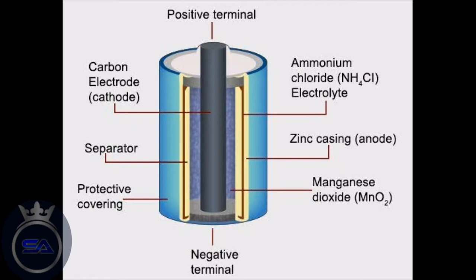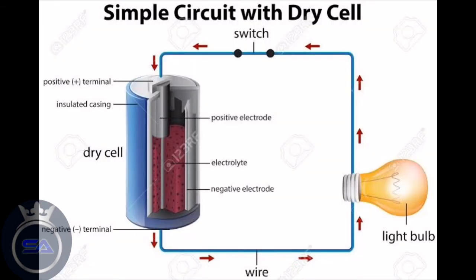A paste made of zinc chloride and ammonium chloride is sandwiched between the fabric and the zinc outer shell. Ammonium chloride acts as the electrolyte and zinc chloride keeps the paste moist. The electrolyte separates into positive and negative particles called cations and anions respectively. Being positively charged ions, cations move towards the terminal that has a negative charge. Being negatively charged ions, anions move towards the terminal that has a positive charge.